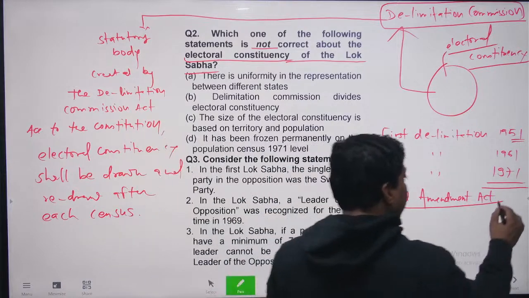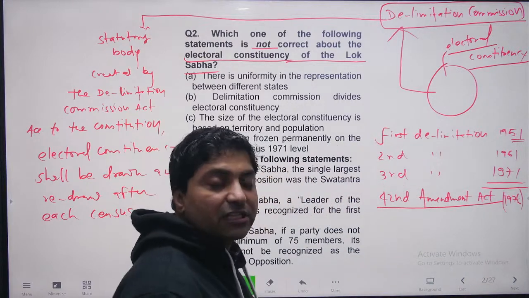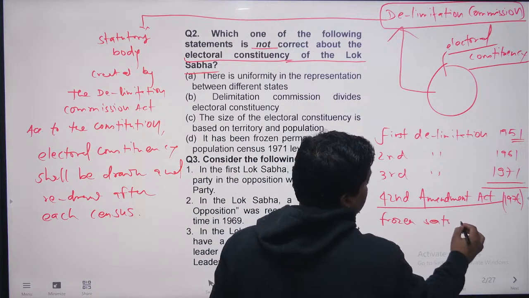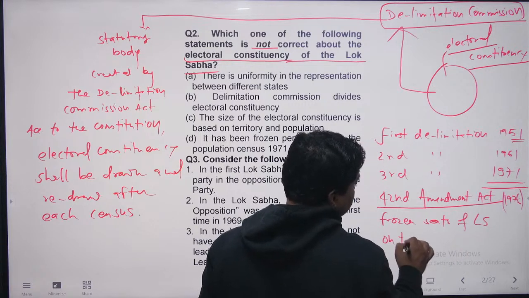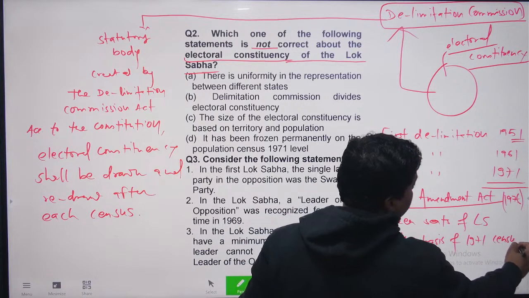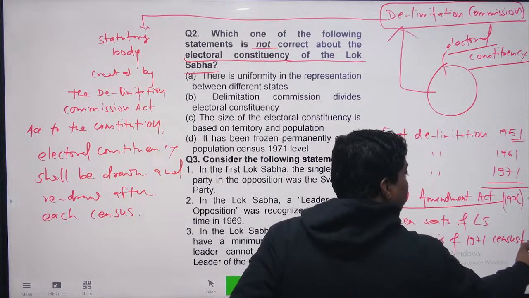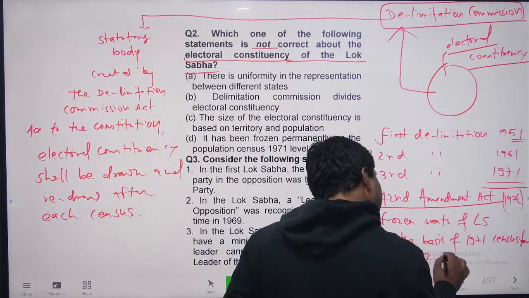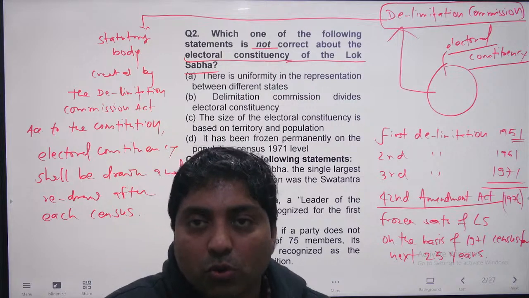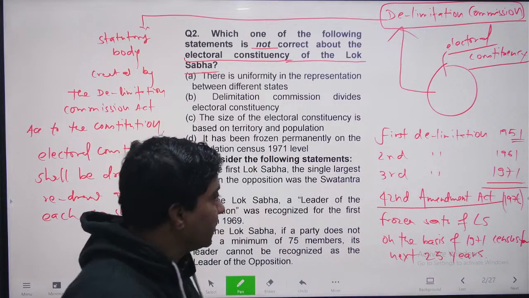Now what happened in 1976? The 42nd Amendment Act of 1976 froze the seats of the Lok Sabha on the basis of the 1971 census. You must be knowing it. Now for what time? For the next 25 years. And it was thought that there would be some population control, some family planning, right? And there can be balance. Later on we will find out the numbers.